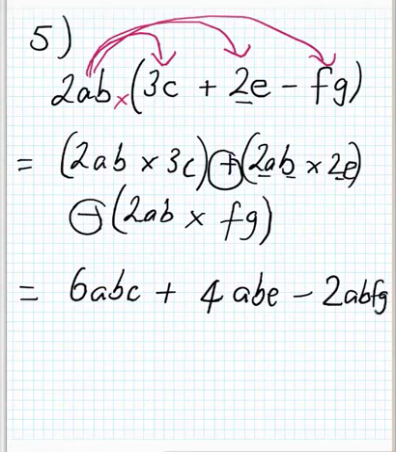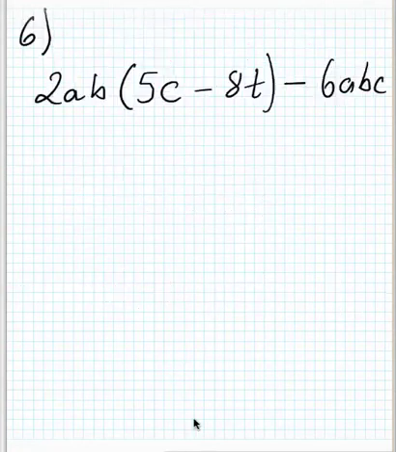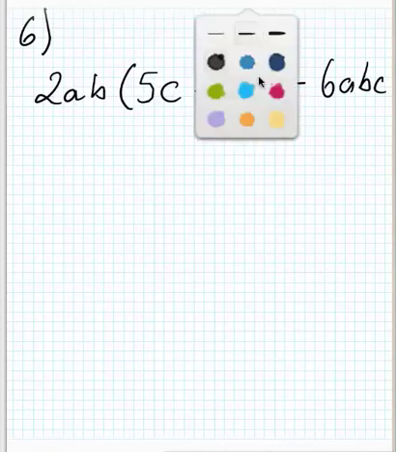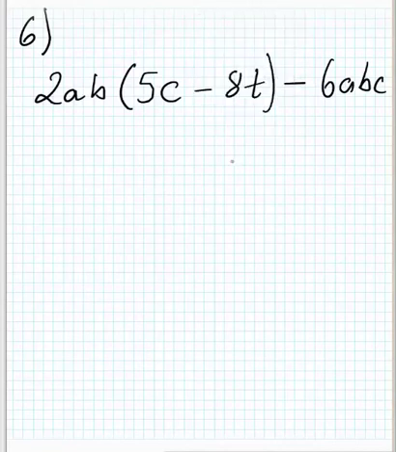And now, can we add any of these terms together? Unfortunately, we can't because there are no terms that are like terms. We've got abc here, no other abcs, abe here, and there's no other abe. And the same with ab and abfg. So that's your final answer. This will be our last question on expanding. And then we can solve some equations.